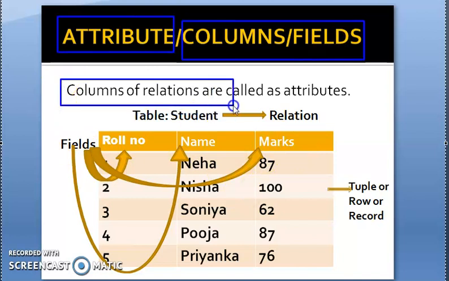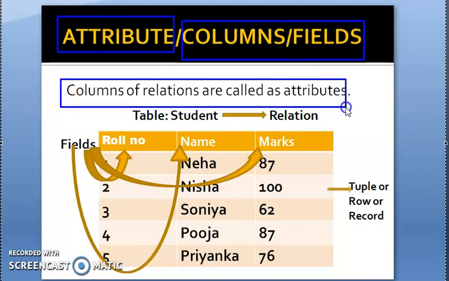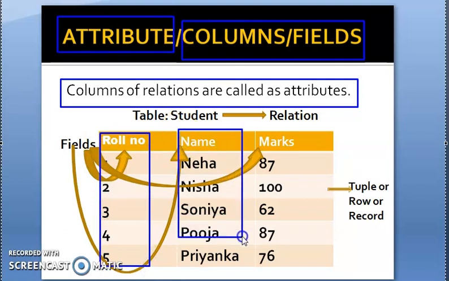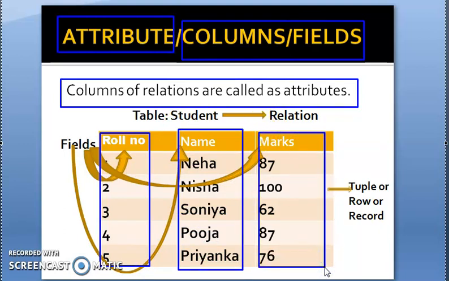The columns of the relation are called attributes. So we have the columns here as roll number. See, these are the attributes of the column, and name is one attribute and marks is one attribute. So these are the columns, and they are called attributes. Columns of a relation are called attributes, and rows of the relation are called tuples.